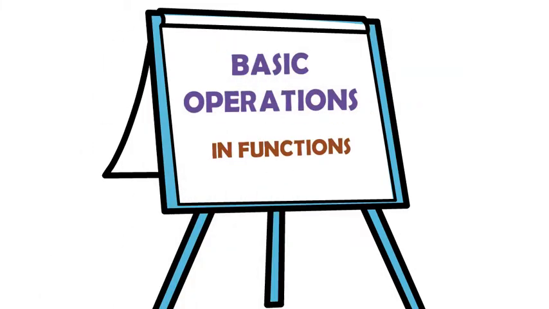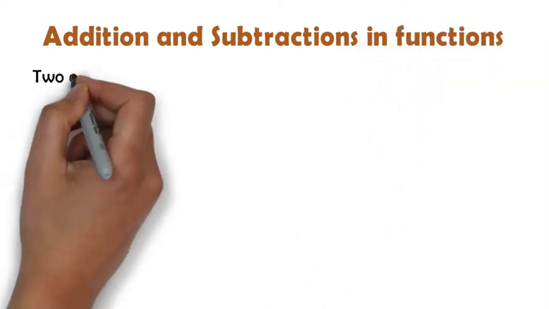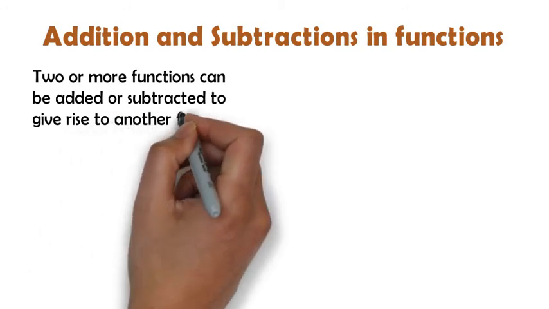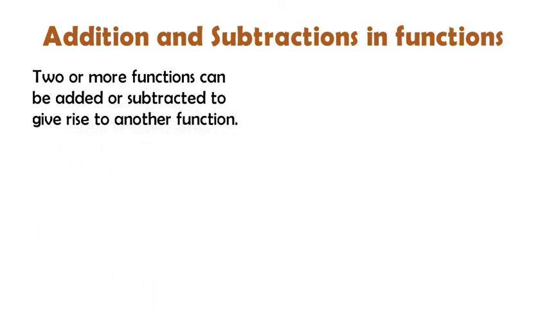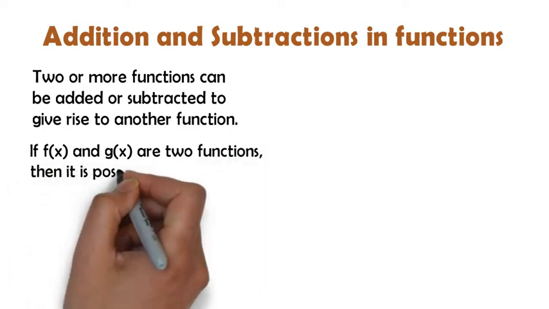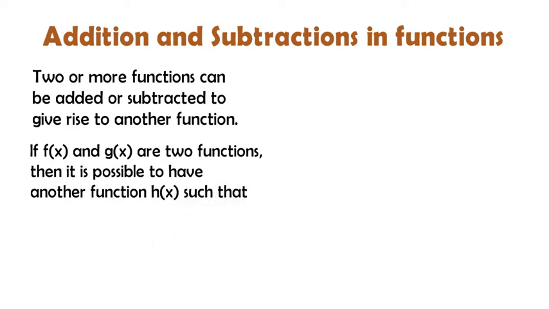Basic operations in functions. We have addition and subtraction in functions. Two or more functions can be added or subtracted to give rise to another function. For example, if f of x and g of x are two functions, then it is possible to have another function h of x such that h of x is equal to the sum or the difference of f of x and g of x.